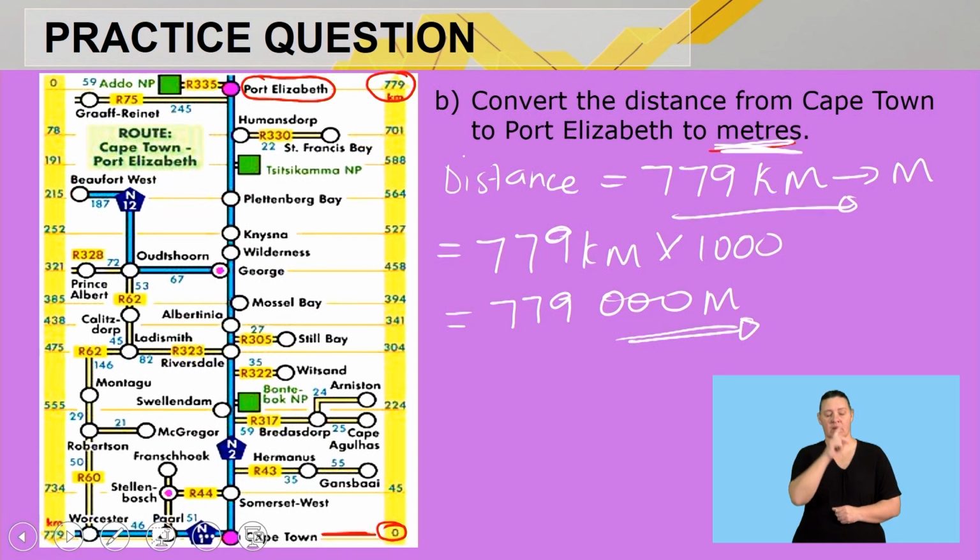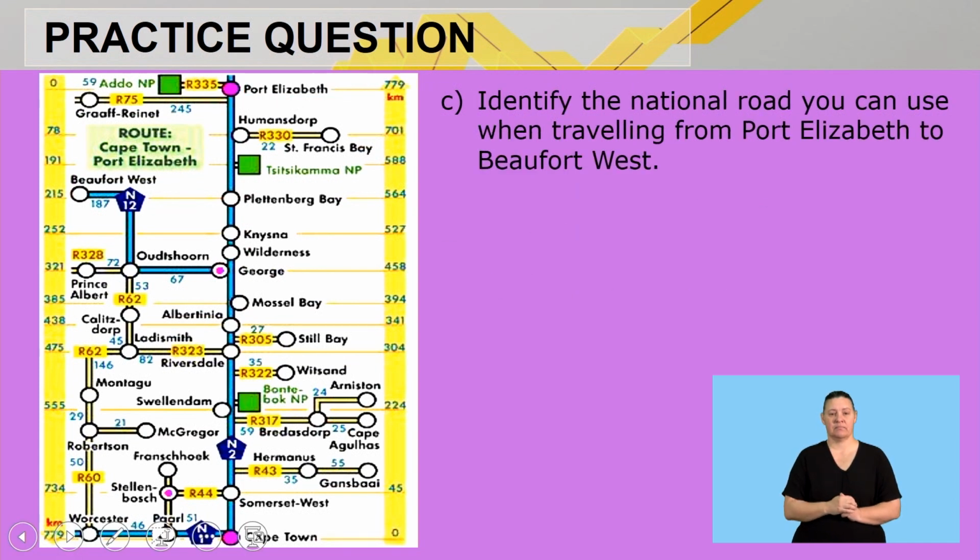Looking at C, identify the national road you can use when traveling from Port Elizabeth to Bedford West. We can identify the national road by looking at the first letter. If it says N, then it's a national road. If it says R, then it's a regional road. In this case, they want us to identify the national road, so we're going to look for those routes that start with an N.